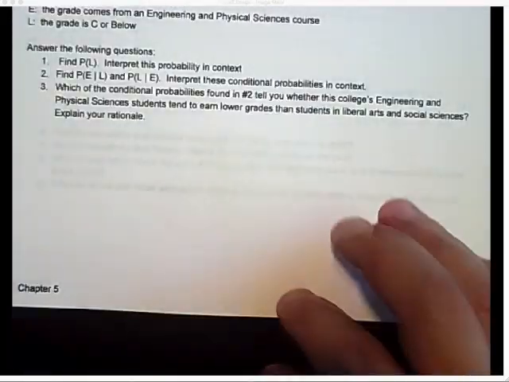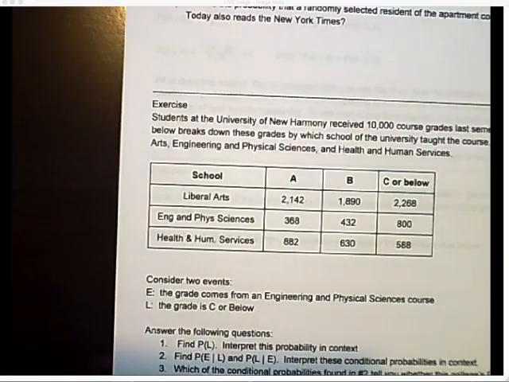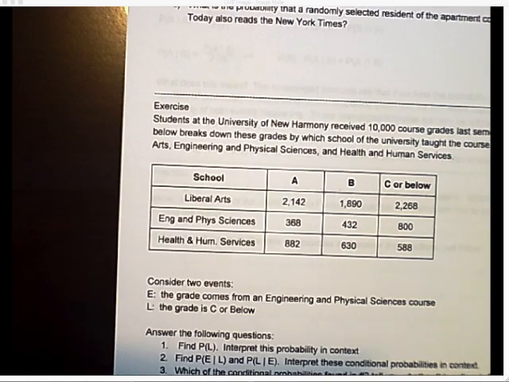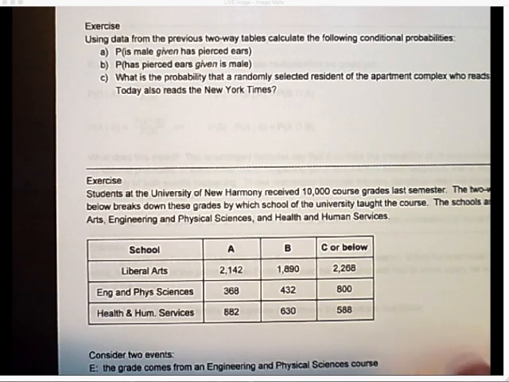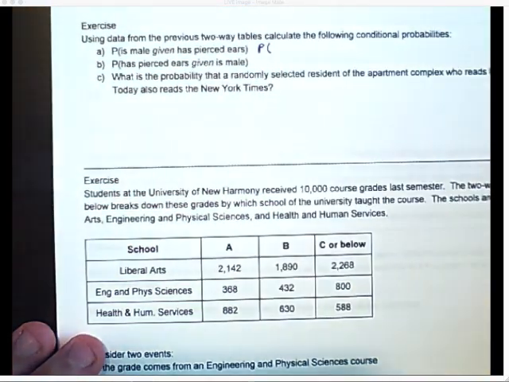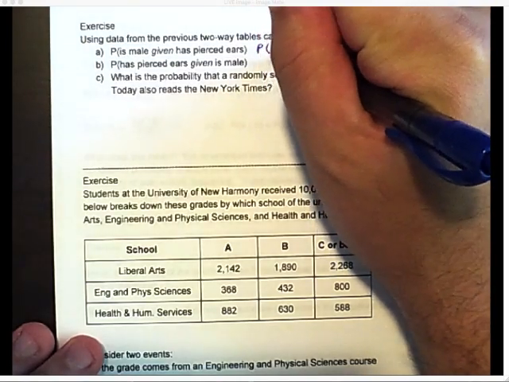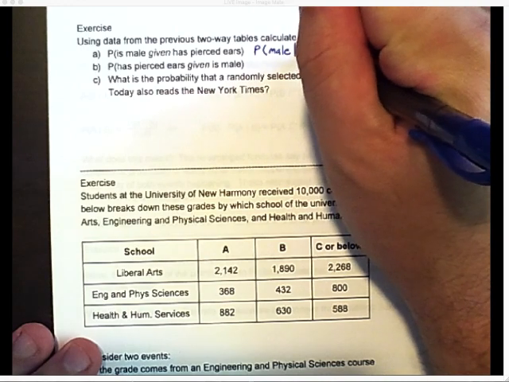Let's go on to the next page. It says, using data from the previous two-way tables, calculate the following conditional probabilities. So let's write these in proper notation first. Part A, probability that the person is male given they have pierced ears. So the way I would write that is I want to find the probability that someone is male given that they have pierced ears.